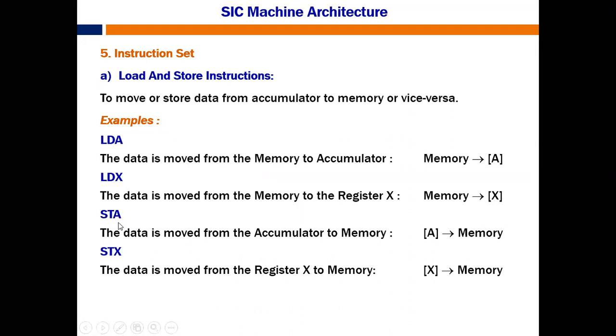Then we have STA, the data is moved from the accumulator to the memory. S is for storing. It is just the opposite of LDA, so from the accumulator, the contents will be moved on to the memory. Then STX, the data is moved from the register X to memory. So these are the 4 types of load and store instructions.